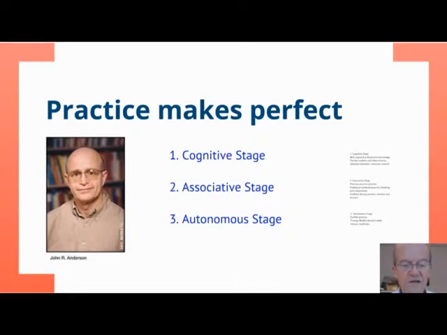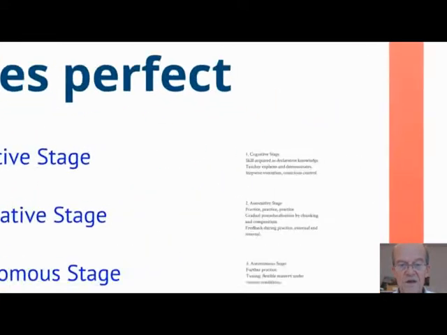Now, John Anderson was one of the first who took, let's say, findings from the domain of psychomotor learning to the domain of cognitive skill acquisition, and he translated the steps which were already known from motor learning to the domain of skill learning. The three steps: the cognitive stage, the associative stage, and the autonomous stage.